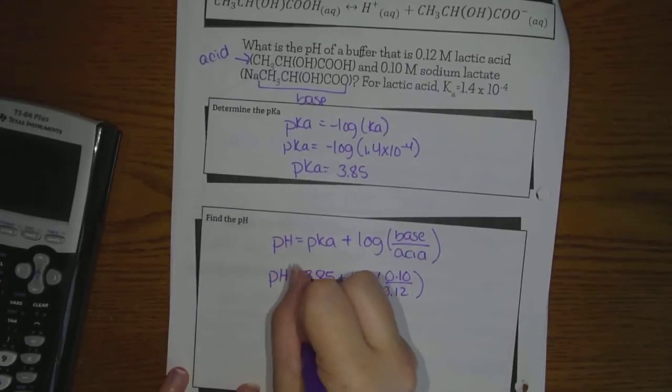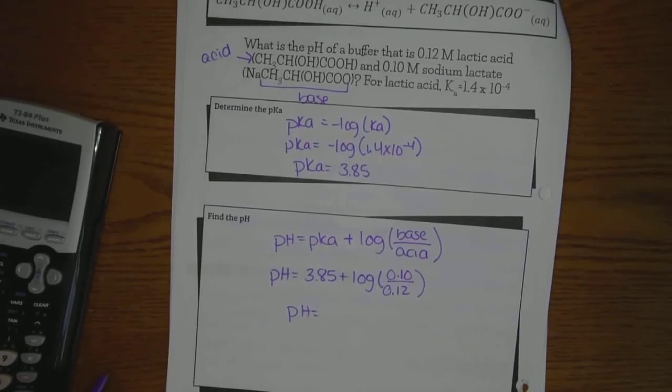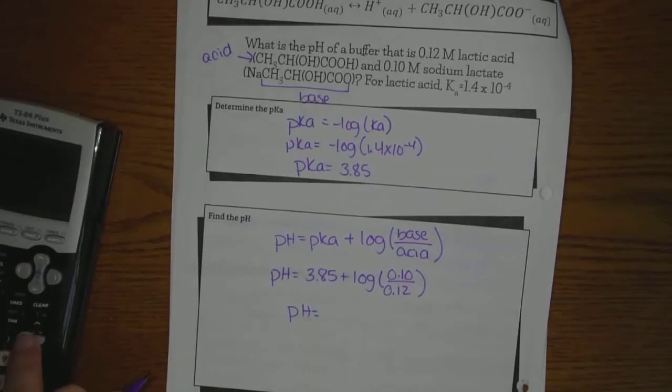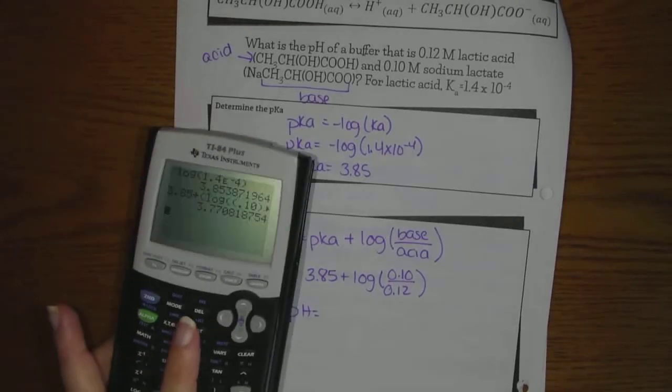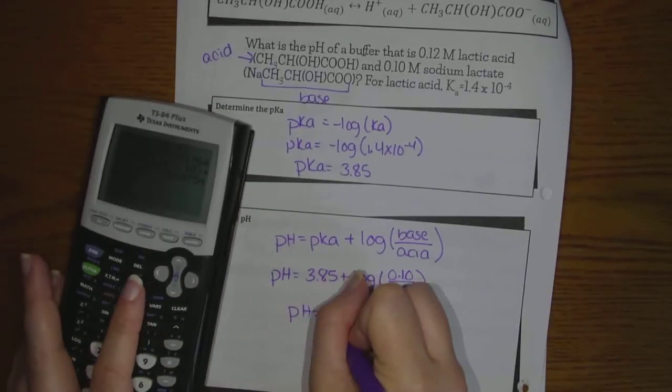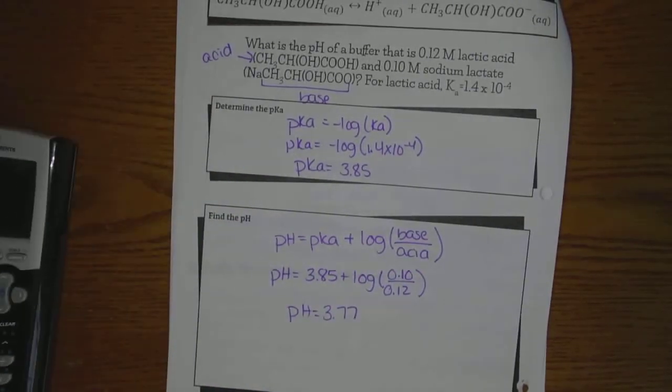Okay, so we put that into our calculator. Okay, and this is what we get. We're going to round to 2 decimal places, so 3.77. And that's pretty easy, and all is really necessary to do for this equation. Let's go ahead, we'll talk about buffer capacity in the next video.